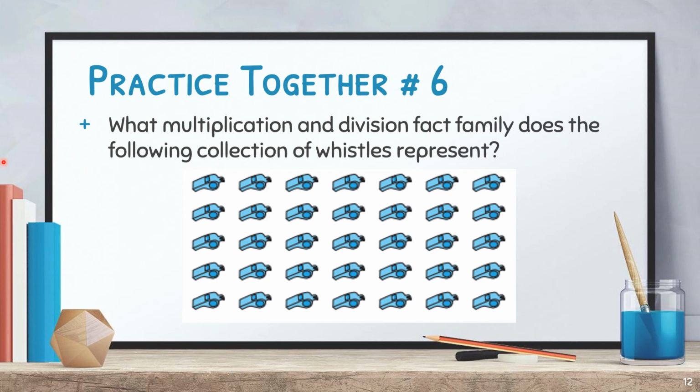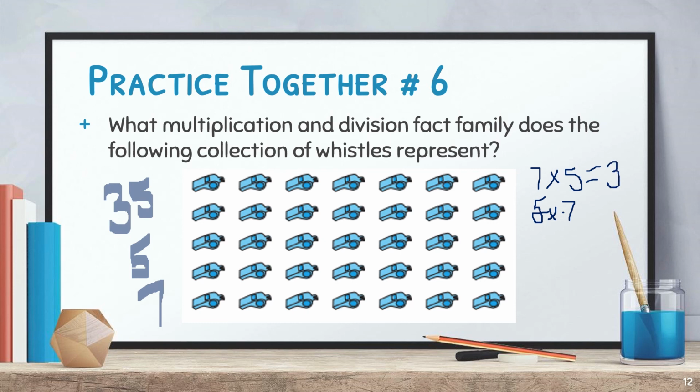Okay, so 5 rows, 7 whistles in each row means 5 times 7, or 7 times 5, which is 35. So first of all, the answer to the question, how many whistles in total do we have, is 35. So our numbers are 5, 7, and 35. So your multiplication and division fact family should look like this. You're going to have 7 times 5, 5 times 7, those are the multiplication facts, and both of those are going to be equal to 35.